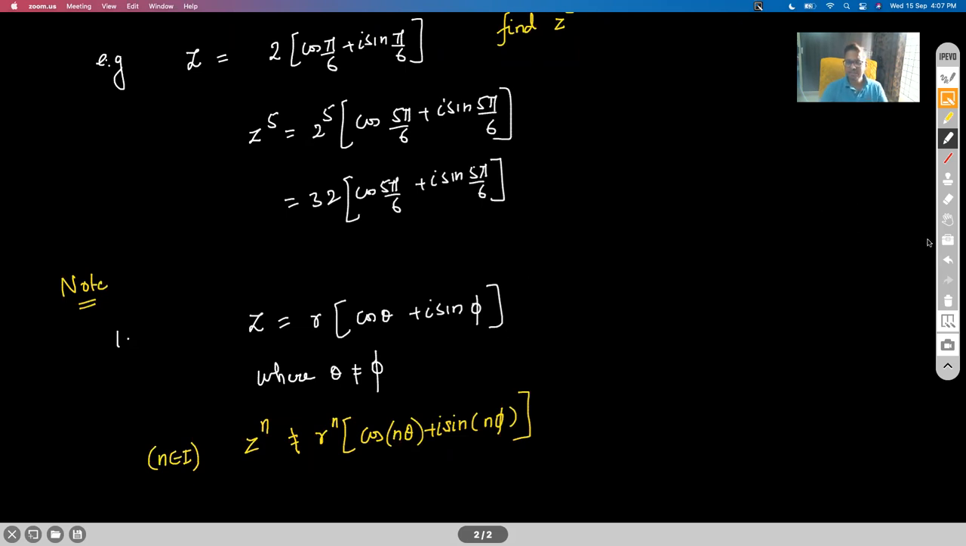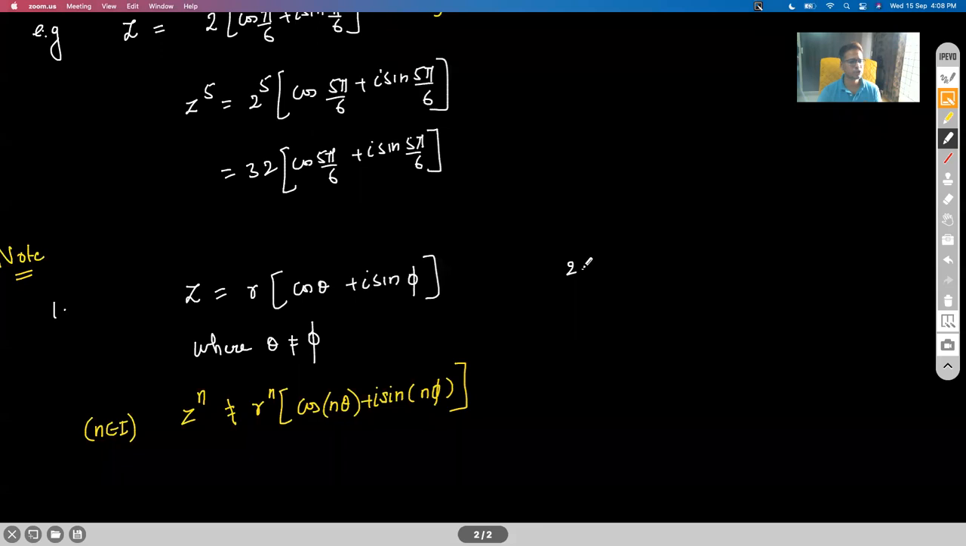Now, in many competitive exams, they will try to deceive you with a similar looking expression to that of a polar form. And they will ask you that if I raise this to the power of n, which of the following options can occur? And basically, one of the options will be this. So please do not mark it. This is not going to work out.